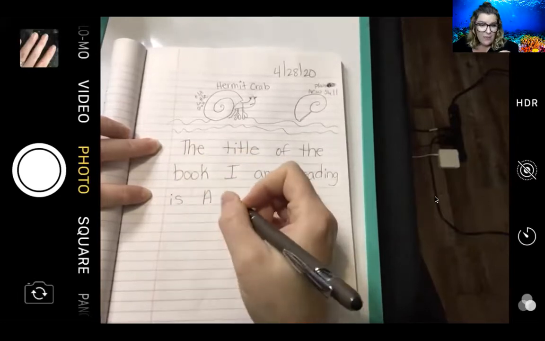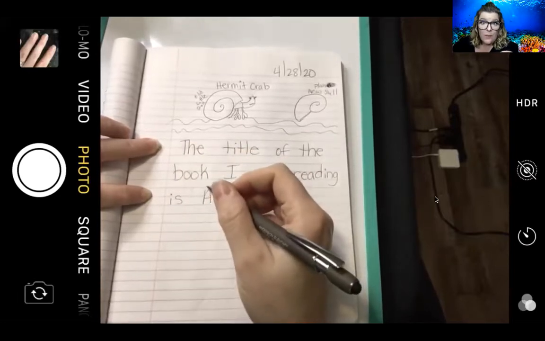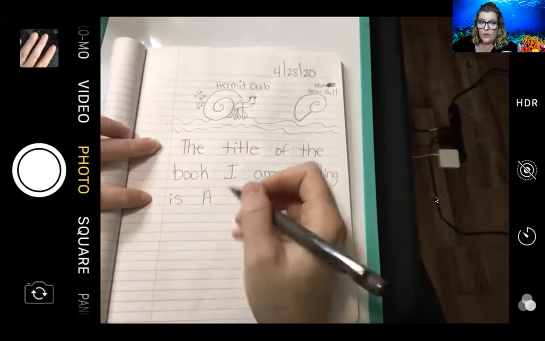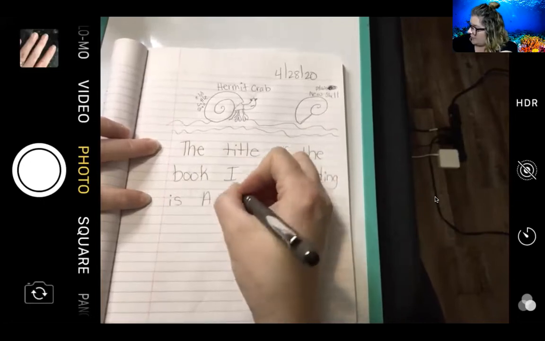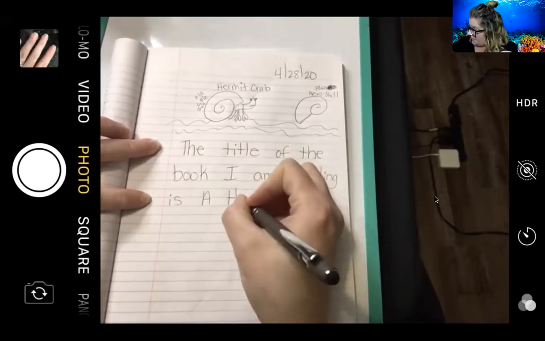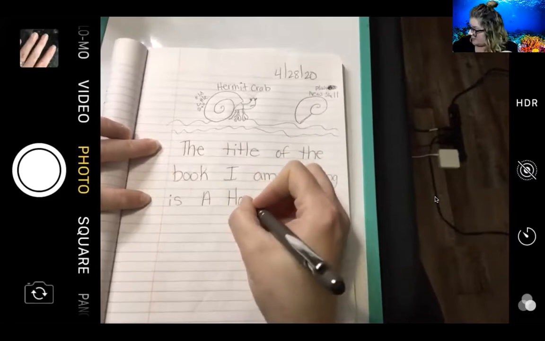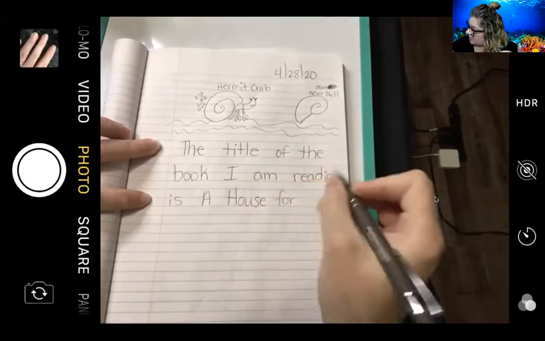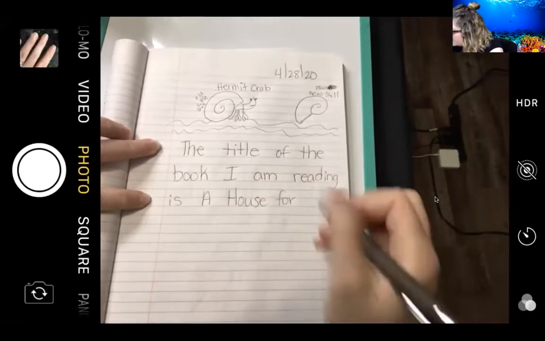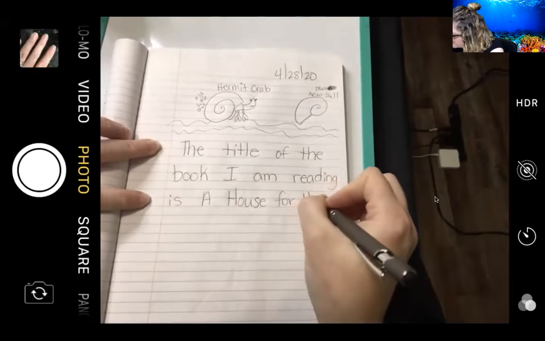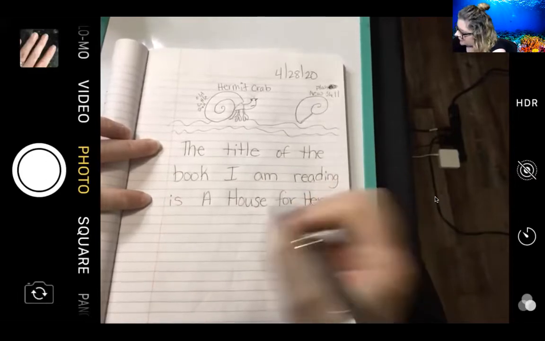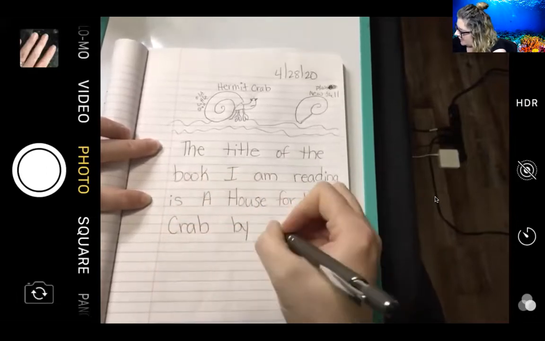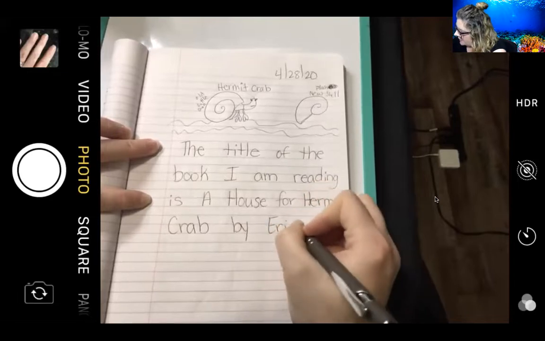I have the book right here, so I'm going to copy the title off of the book. I want you guys to maybe do the same thing. Whatever book you're reading at home, you can copy the title so that you can spell it correctly. And remember, names of books and names of people and names in general are capitalized. A House for Hermit Crab. I don't know if I can fit Hermit in there. Yep, Crab. By Eric Carle, and that's his name.